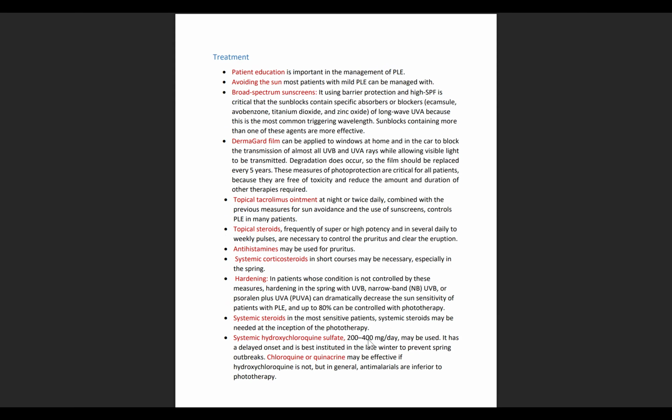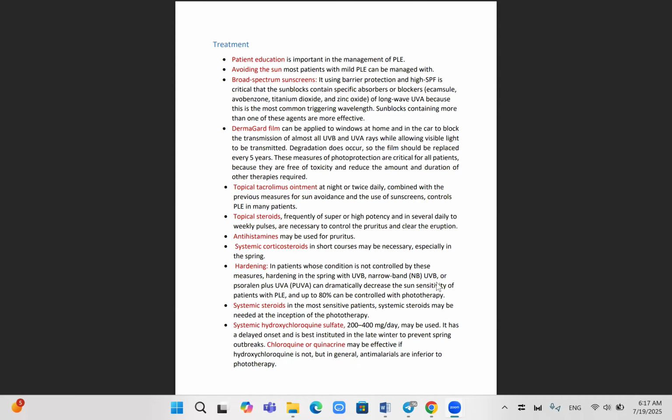hydroxychloroquine sulfate 200 to 400 mg per day may be used. It has delayed onset and is best instituted in the late winter to prevent spring outbreaks. We can use chloroquine or quinacrine if hydroxychloroquine is not effective. But in general, antimalarials are inferior to phototherapy. Also we can use drugs like azathioprine, cyclosporine, thalidomide, or mycophenolate mofetil, which may be considered in most severe cases.